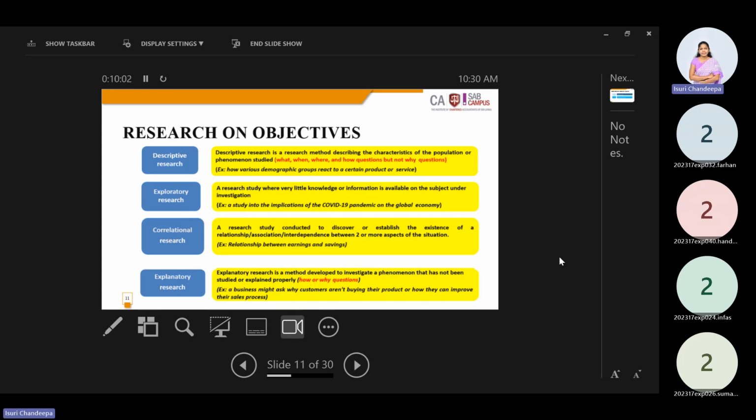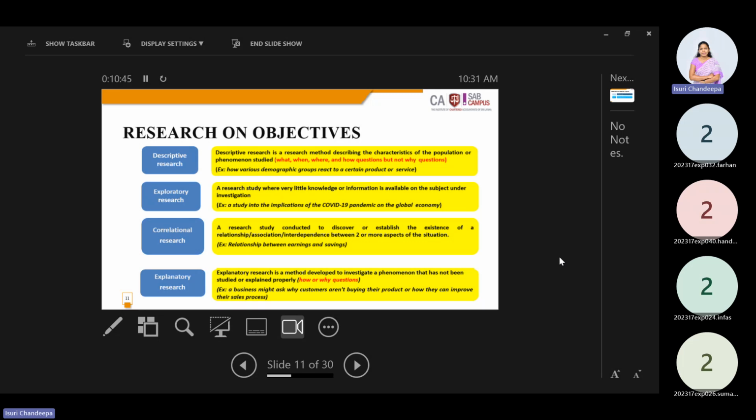Descriptive. What are you going to address? What, when, where, and then how, right? Not why questions, right? What, when, and how. Based on the word how, develop the research questions or a topic regarding the descriptive nature. How teenagers, or else what are the factors affecting the purchasing intention of teenagers?